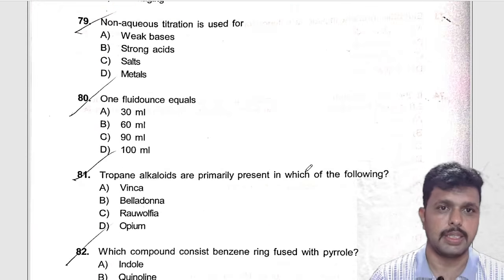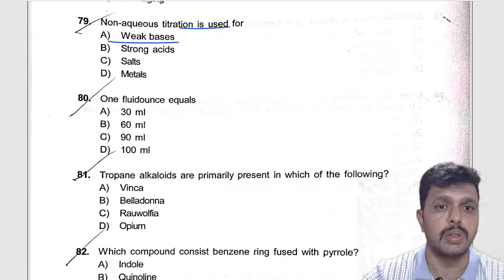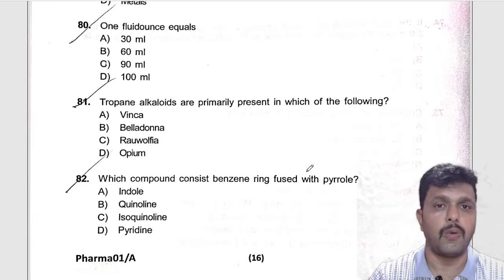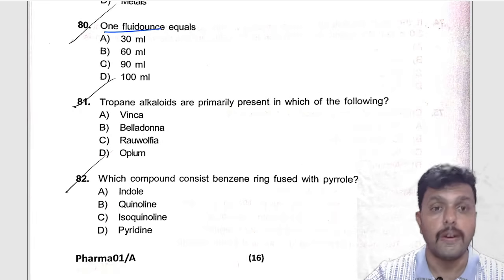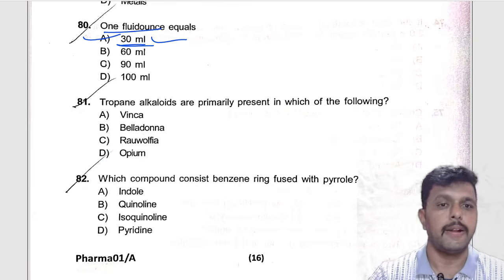Okay, yes. So non-aqueous titration is specially used for weak bases. Okay, option A is the correct answer. Next, 1 fluid ounce is equal to 30 ml. Option A is the right answer.